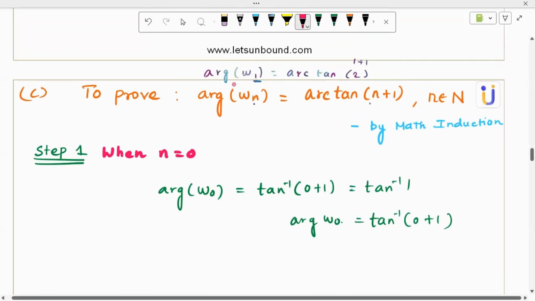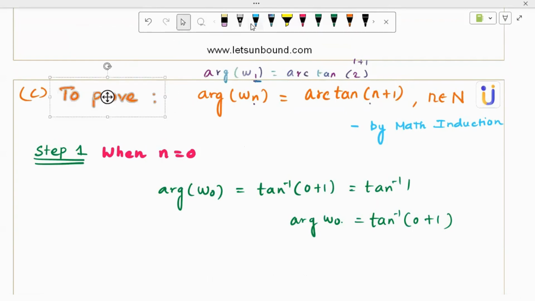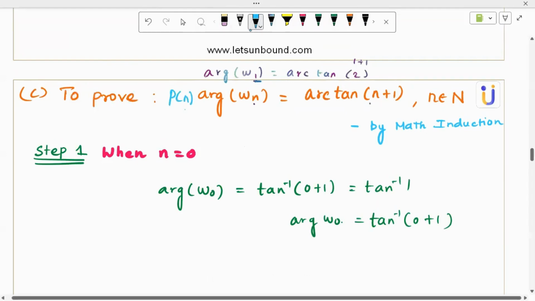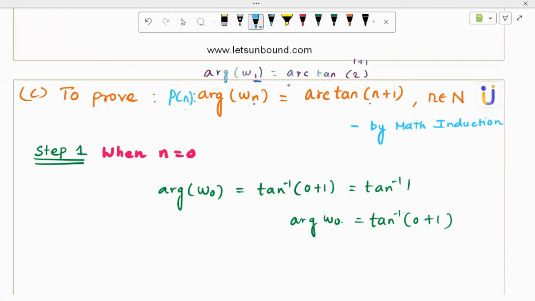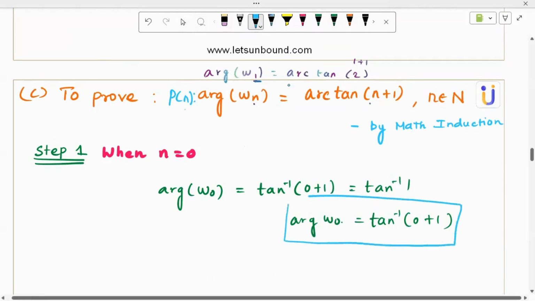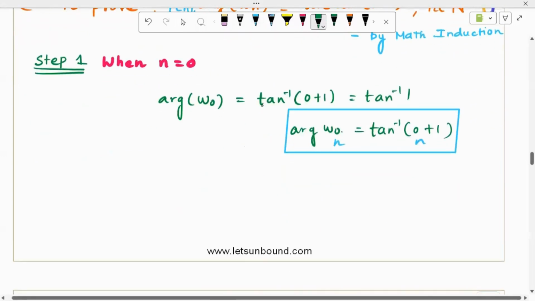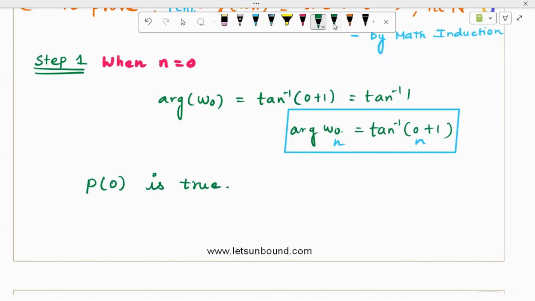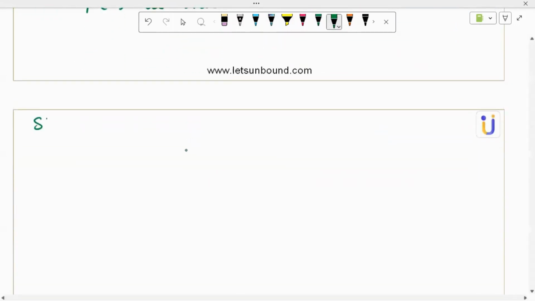Let me make the statement P of n for simplicity. And this will be helpful. So P of n is this. Okay, when n is equal to 0, I can prove that argument of W naught is tan inverse 0 plus 1. So n is 0, and yeah, the theorem holds good. So P of 0 is true. Okay, when n is 0, the theorem is true. If this step is valid, we will move to the next step, which is some random value k. So that's step 2.